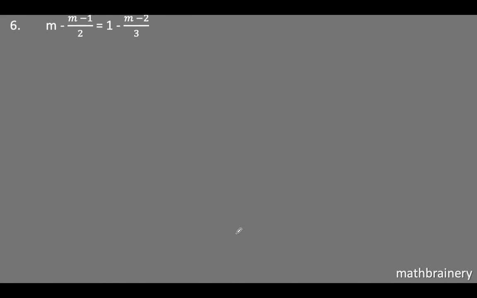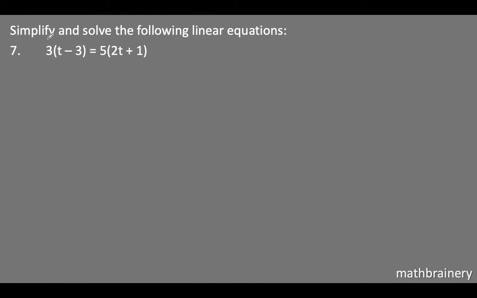Let's look at the next question. 3 into (t − 3) is equal to 5 into (2t + 1). So let's first expand these brackets here. 3 into (t − 3) will be 3t, 3 into 3 is 9, is equal to 5 into 2t is 10t, plus 5 into 1 is 5.